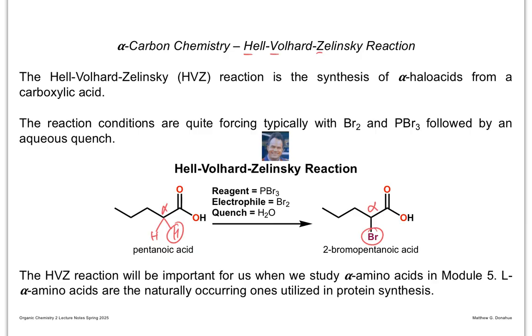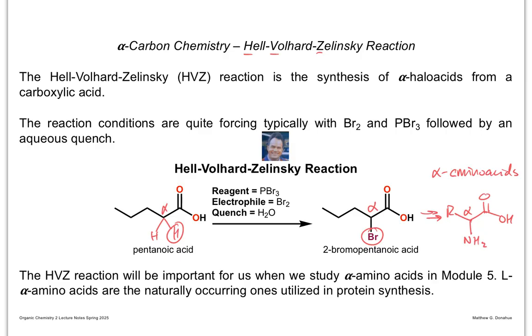So it's a good leaving group. We can then do SN2 chemistry on it. And historically, it's been used to make alpha amino acids. So I'll put a couple arrows there. And so those are the functional groups used to make peptides. We'll get into that in Module 5. A couple different ways of making alpha amino acids.